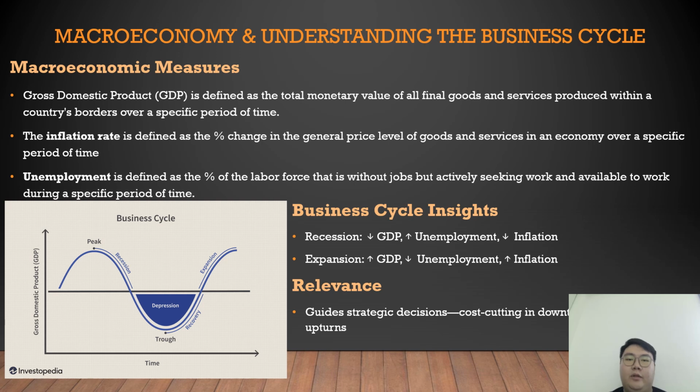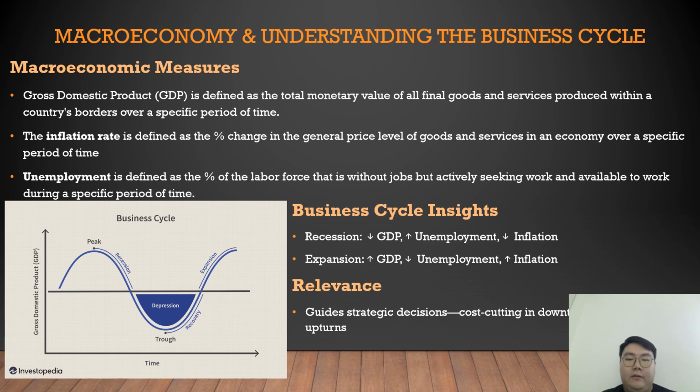GDP is defined as the total monetary value of all final goods and services produced within a country's border over a specific period of time, usually annually or quarterly. The inflation rate is defined as the percentage change in the general price level of goods and services in an economy over a specific period of time, usually monthly or annually. Unemployment is defined as the percentage of the labor force that is without jobs but actively seeking work and available to work during a specific period of time.